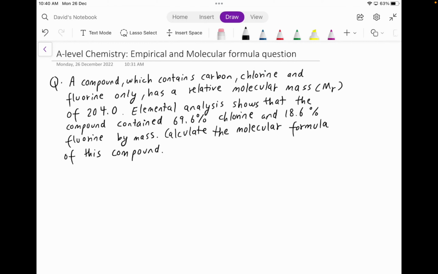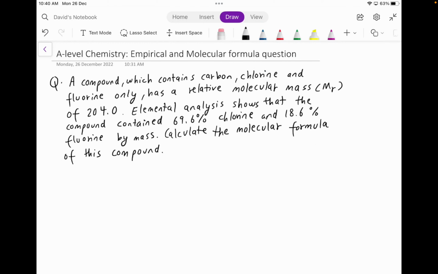Alright, so the question's asking us, a compound which contains carbon, chlorine, and fluorine only has a relative molecular mass, which is the MR in this case, of 204.0. The elemental analysis shows that the compound contained 69.6% chlorine and 18.6% fluorine by mass. Calculate the molecular formula of this compound.